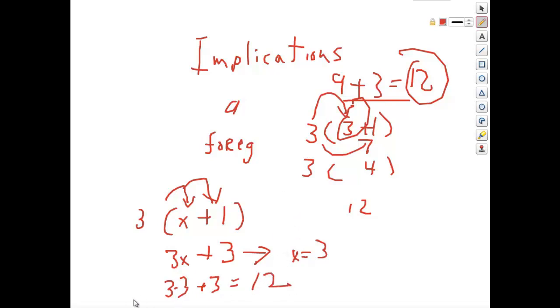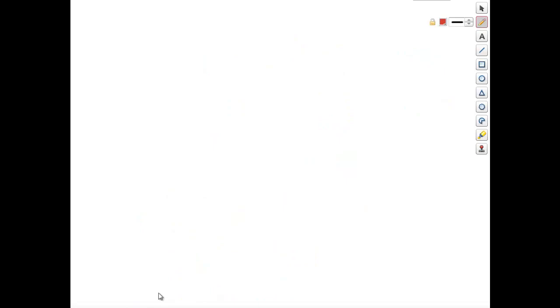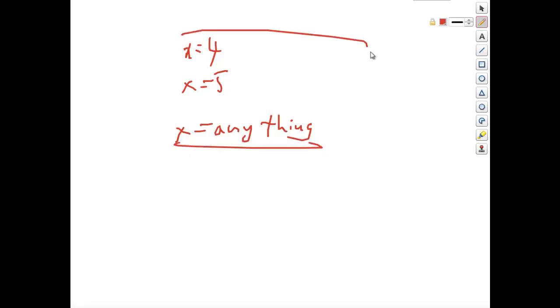Okay, so those are two basic concepts that we need. We need to know what a variable is. It's something that varies, okay, because we put in a 3 for it, but it could have been x equals 4, could have been x equals 5, could have been x equals anything. Okay. And a constant is something that doesn't change. Okay, where do we go from here?